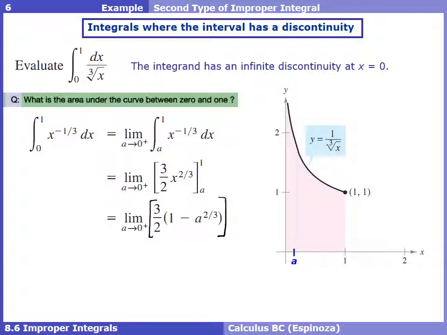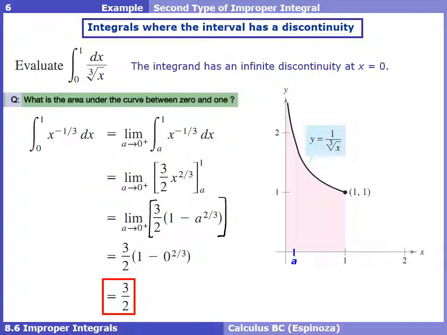Okay, now we're ready to take this limit. Of course the 3/2 is not affected by the limit. The 1 isn't affected by the limit. The only thing affected by the limit is any piece that has an a in it. And of course, we're letting a approach 0, which means we need to plug in 0. 0 to the 2/3 is of course just 0. 1 minus 0 is 1, times 3/2 is 3/2.